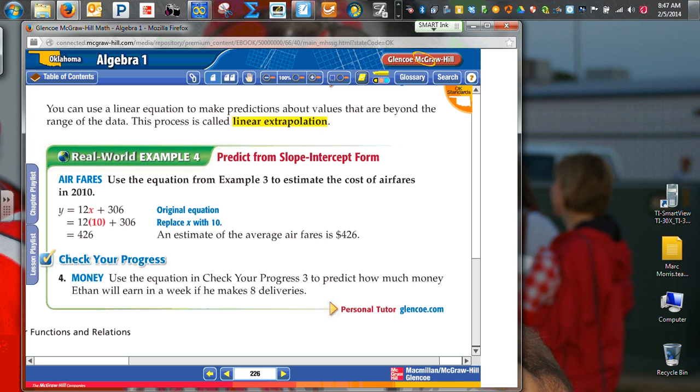And then go ahead and make sure that you see this blue part right here too. Write that next to each one of these steps in your illustration. Original equation, and we're going to replace X with 10. If you need to, circle the 10 and then draw a line and state where that 10 comes from. And then the estimate of the average airfares is $426.